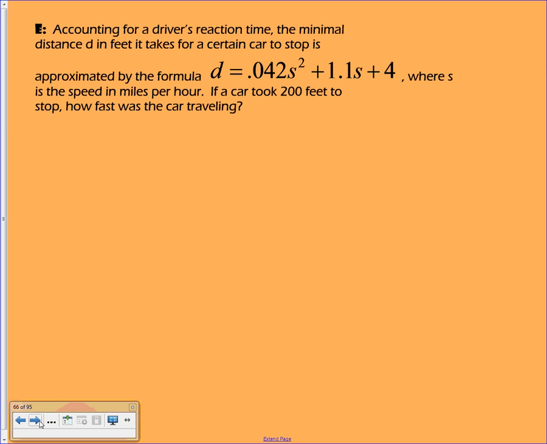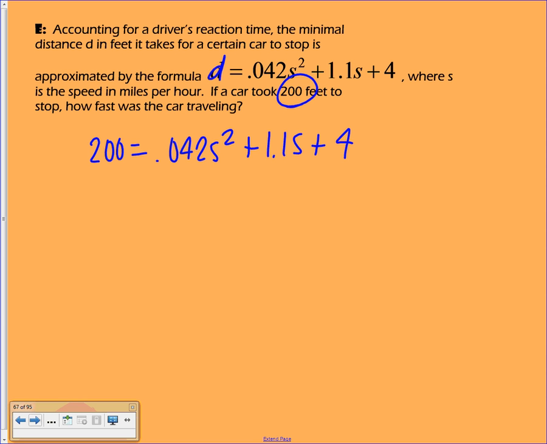Okay, so let's try one more. Let's try the driver's reaction one. So read through that. All right, so the question is, if a car took 200 feet to stop, how fast was it traveling? So it's telling me 200 feet, which would be the distance. So I'm going to plug in 200 for my distance, and I'm going to be solving for my speed, so I'll be solving for s.